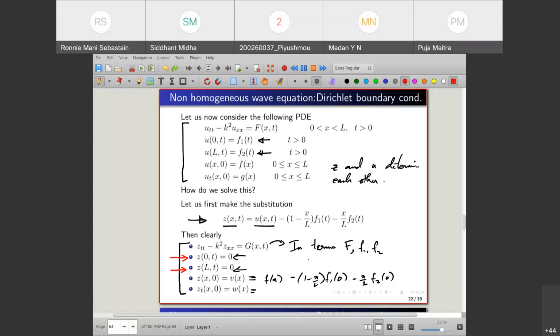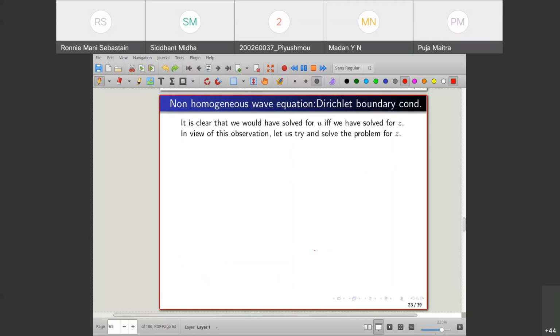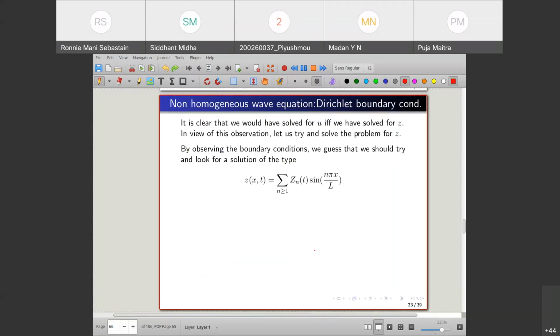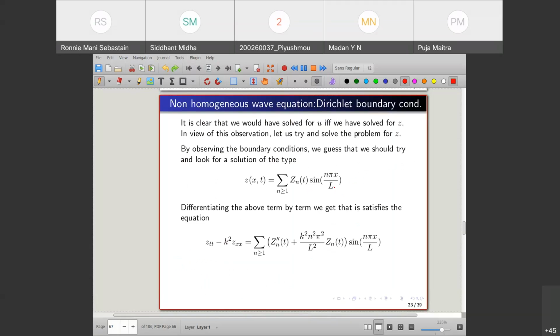From our experience so far, we guess that we should look for a series solution of this type, with the sine over here. Immediately what we are going to do is put this into our differential equation. We differentiate this term by term. So we have z_tt minus k squared z_xx, and this should be equal to g(x,t).